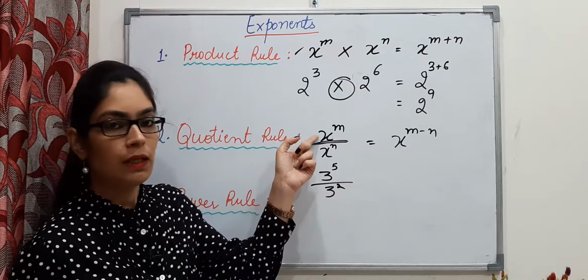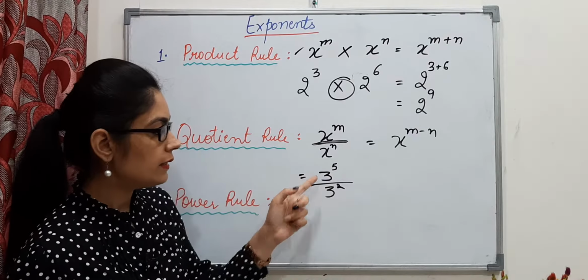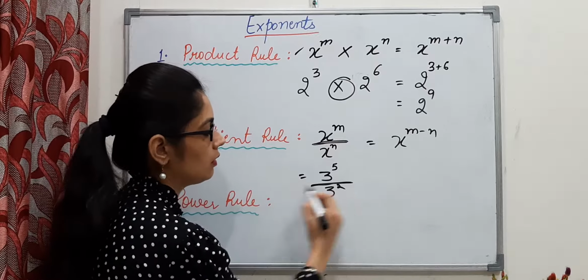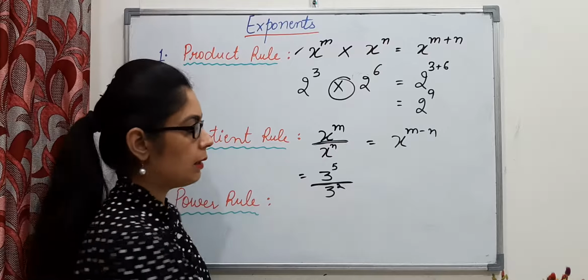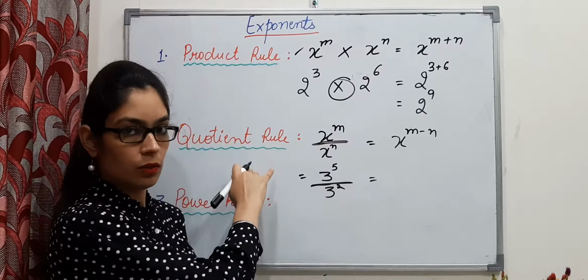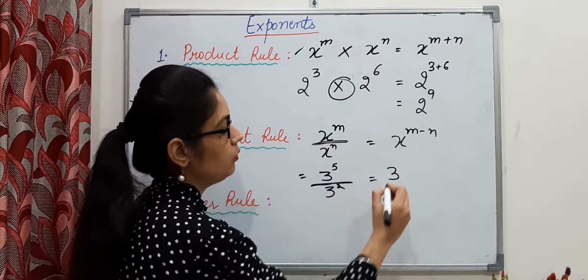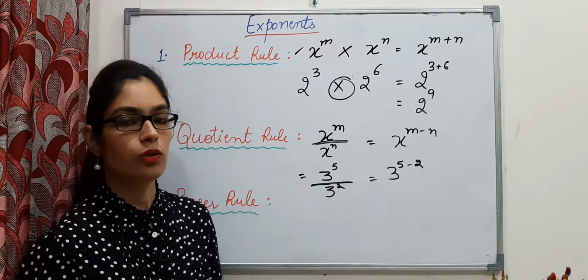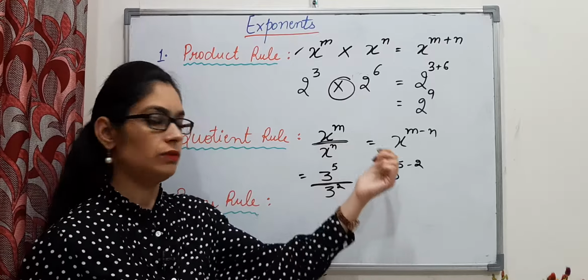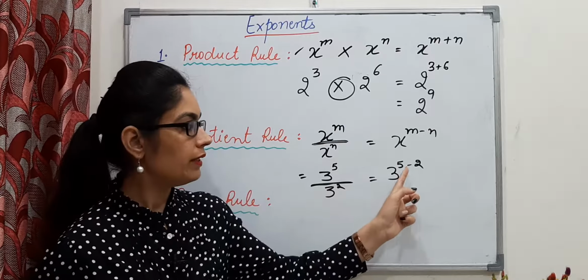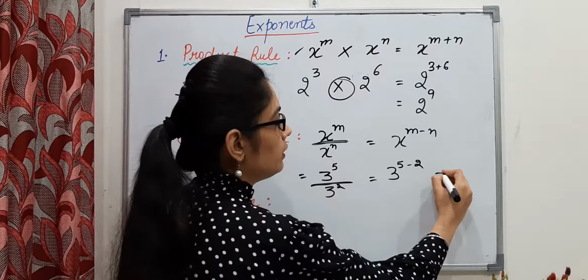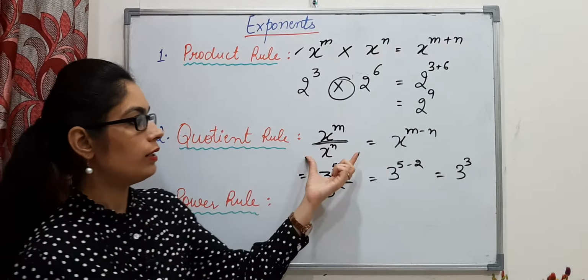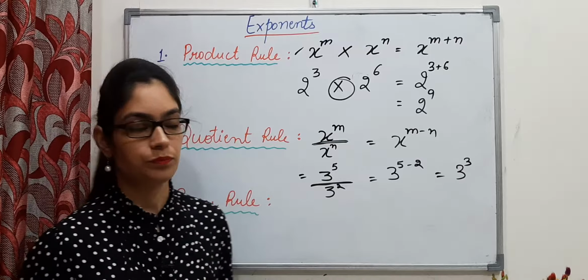Here if I compare with this, it's same. See, 3 and 3, bases are same and these numbers are getting divided. When bases are same and the numbers are getting divided, according to the quotient rule, we have to do subtraction of power. So it will be 5 minus 2. It should always be 5 minus 2, not 2 minus 5, because the power of the numerator should come first. So 5 minus 2 is 3, 3 to the power 3. So when we solve this one, we will get this.